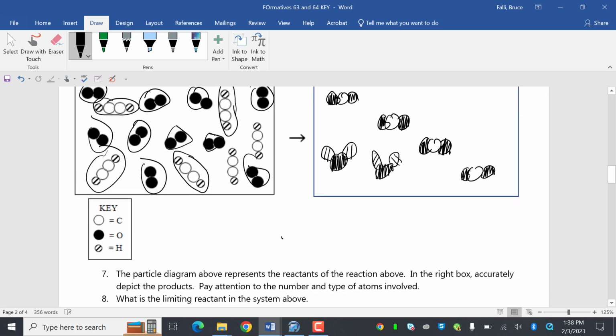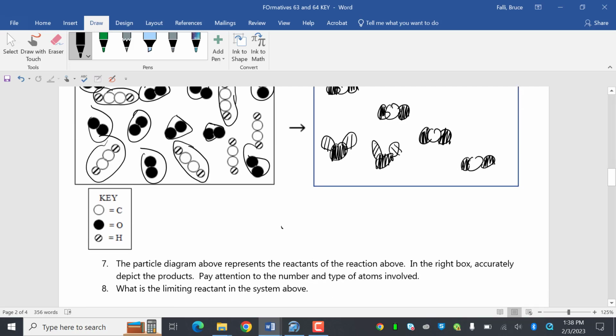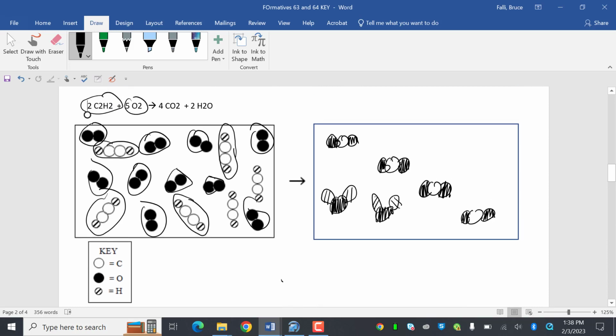So right away I can tell, it says in the right box, accurately depict the products. So, okay, I got to do it again. So I need 4 more CO2s. So 1 CO2, 2 CO2s, 3 CO2s, 4 CO2s, and color in those ears. And then I need 2 waters. So a black one with a stripy ear. I need 2 of those. I need another one, a black one with a stripy ear.